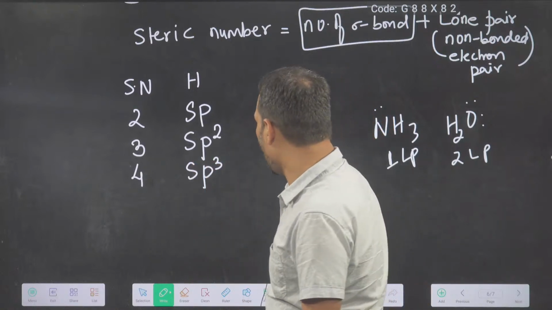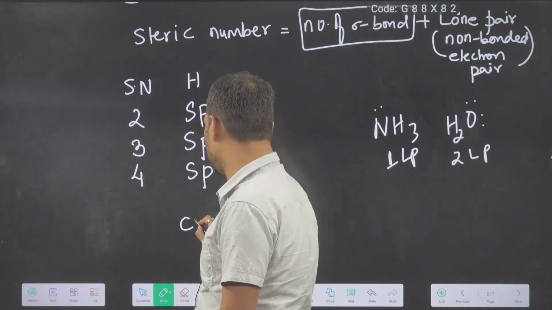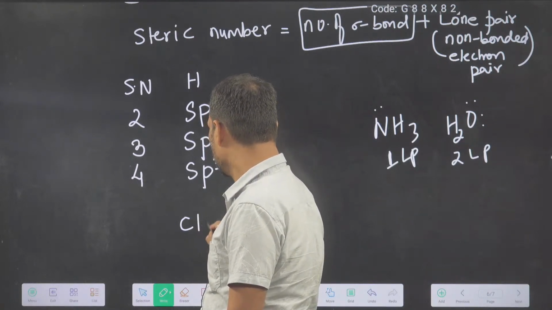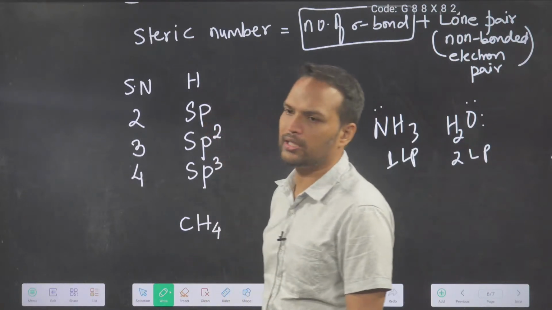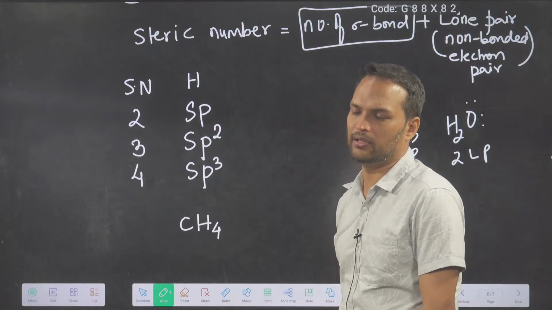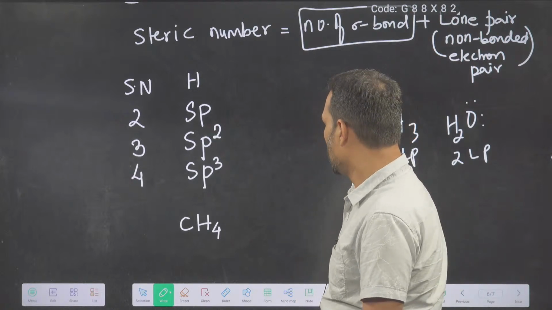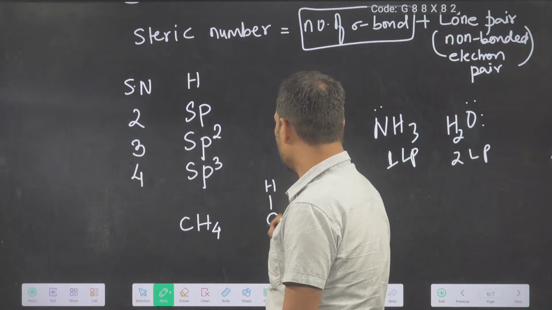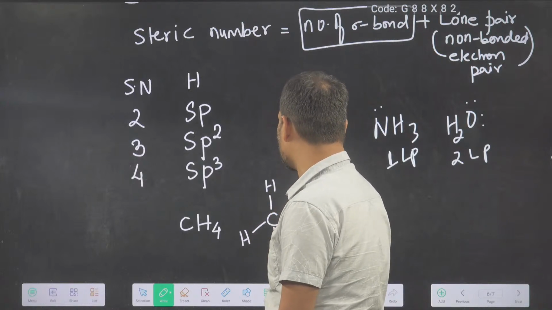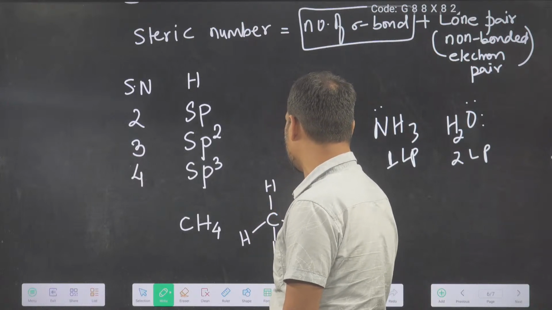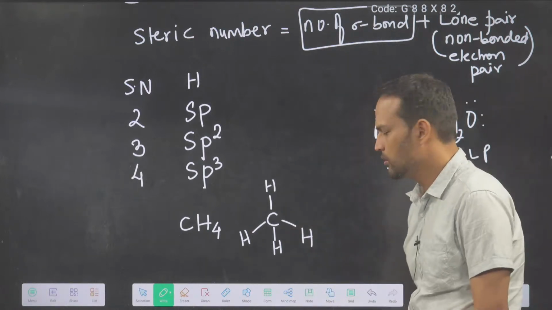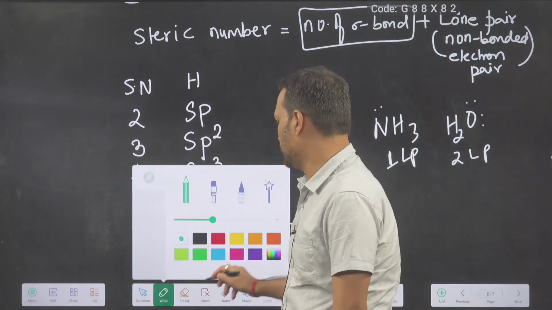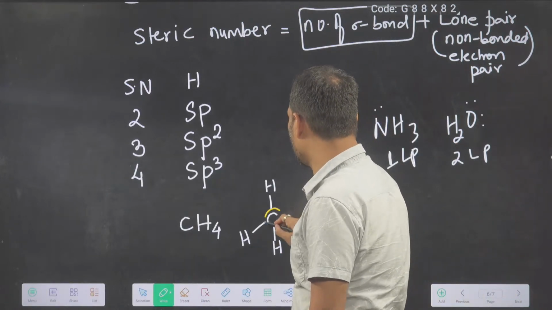Now how to talk about hybridization? See here carefully. Suppose you draw the diagram of methane. What is CH4? Tell me. CH4 is methane. How do you draw the diagram? You say, sir, carbon is connected to 4 hydrogen. Simple. Then you tell me how many sigma bonds of carbon?